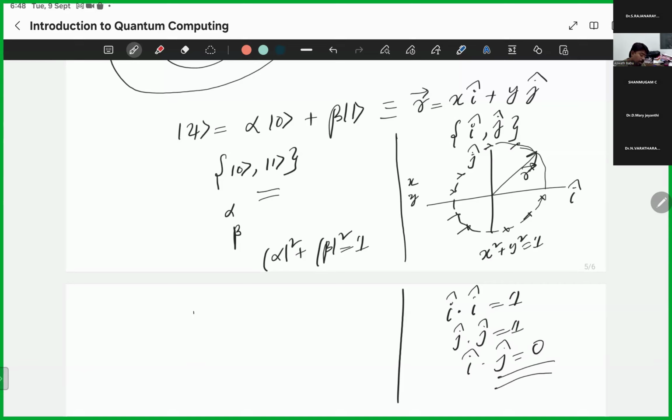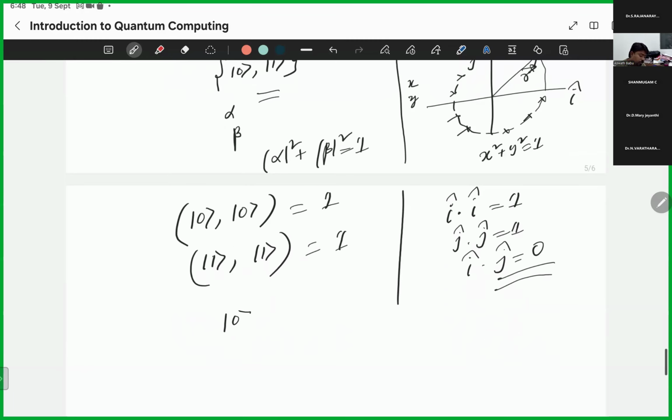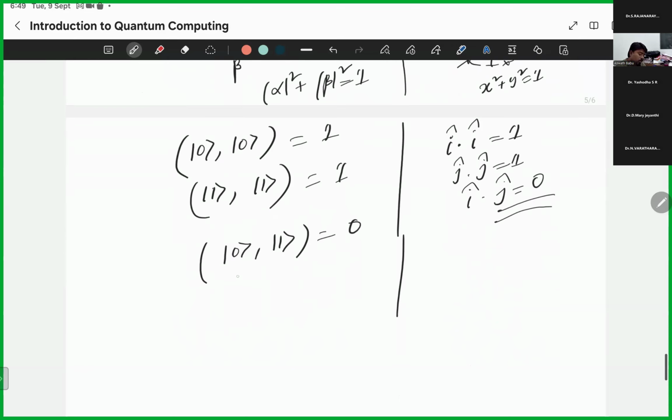So if I have some operation between |0⟩ and |0⟩, it should give me 1. |1⟩ with |1⟩, it should give me 1. And |0⟩ with |1⟩, it should give me 0. Okay, so this is what is required. Now the question is, what is that operation?